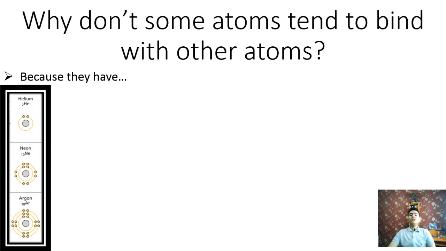All the other atoms are chemically reactive because they have an incomplete valence shell. But these have a full valence shell, and they don't tend to form bonds. They are also called noble gases because they don't need other elements, and they don't create bonds between them and other atoms.